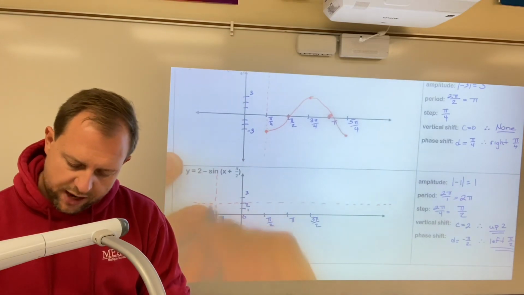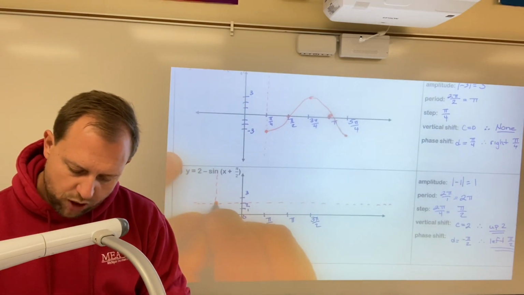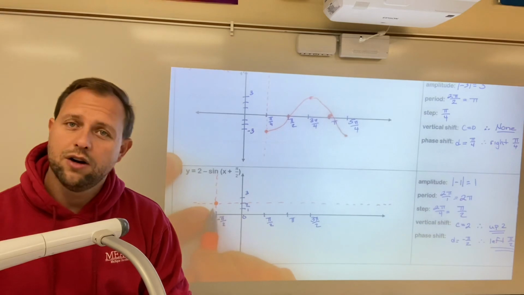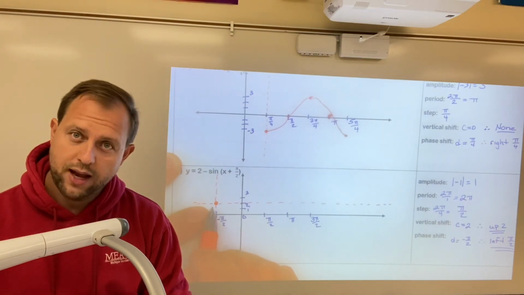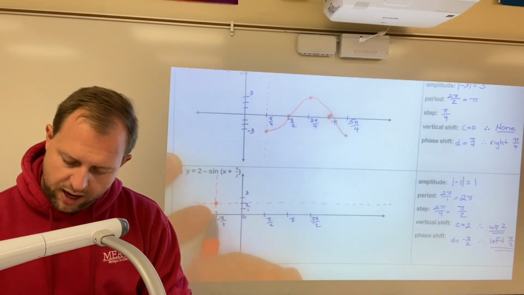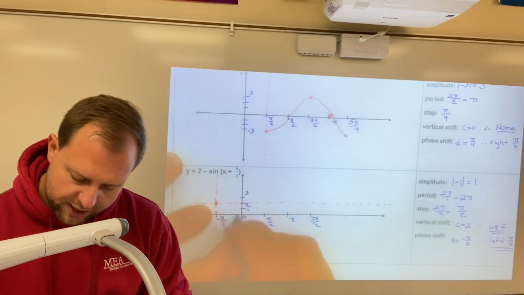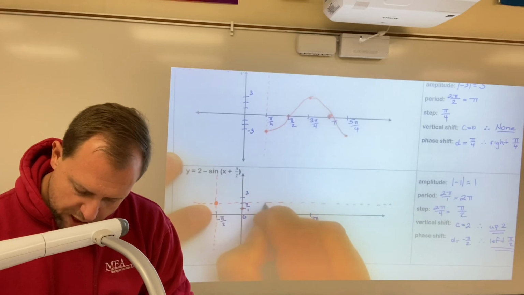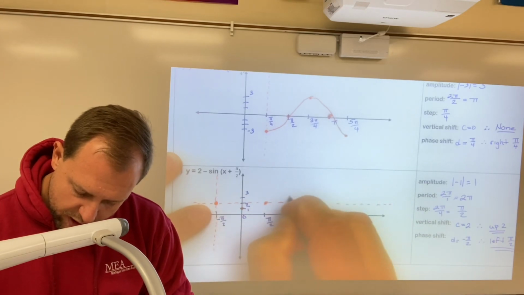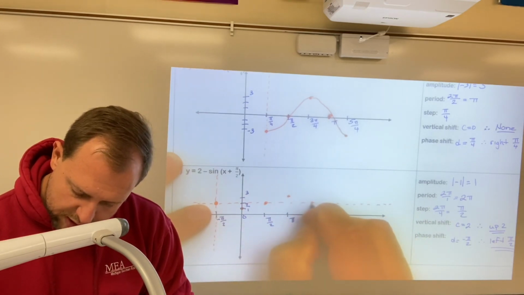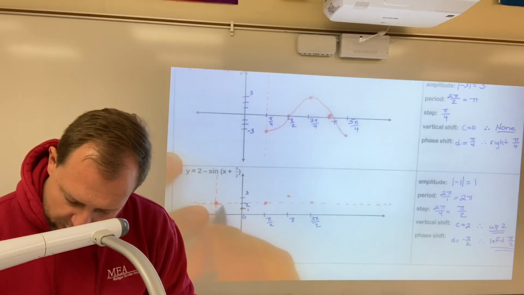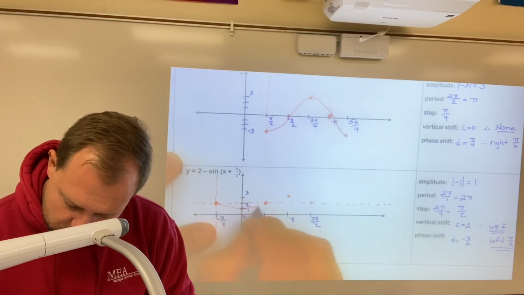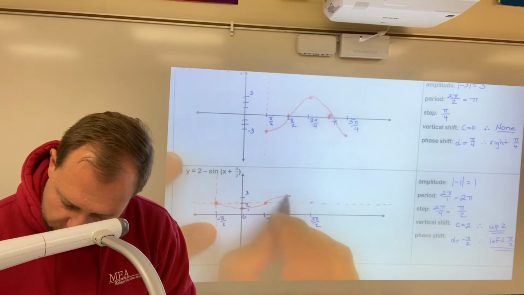So this is a sine function. It starts at the origin, which is now here with our new x and y axis. And it's negative, so we're going down first, then back to the midline, then up, then back to the midline. So it's a very flat sine wave.